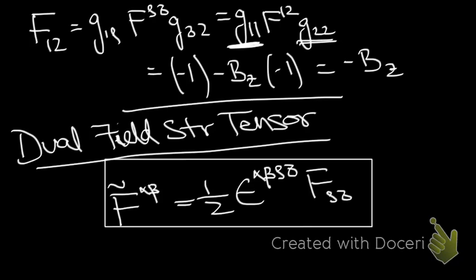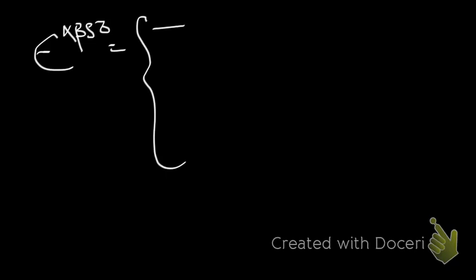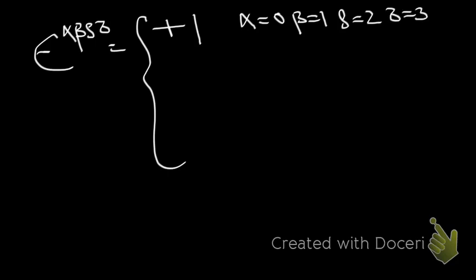Now this totally antisymmetric fourth rank tensor that I wrote with epsilon alpha beta rho sigma is also defined, and let me write it down over here. It is equal to +1 when we have alpha equal to 0, beta equal to 1, rho equal to 2, sigma equal to 3, right? Which is any even permutation. And it is -1 for any odd permutation.